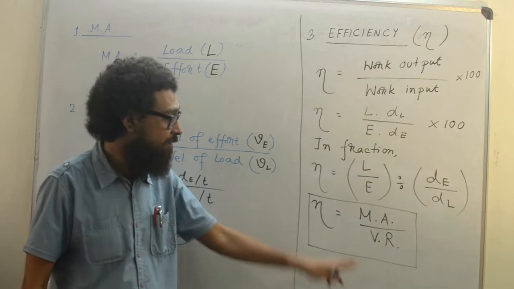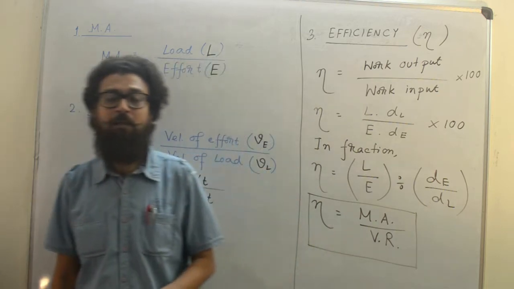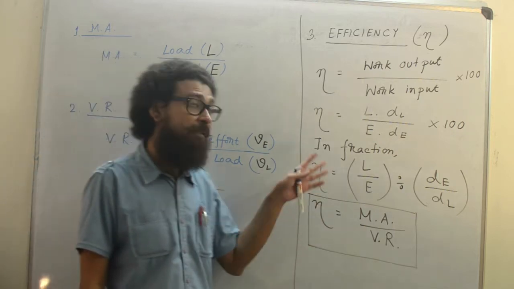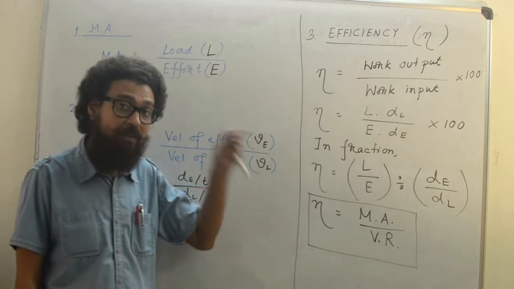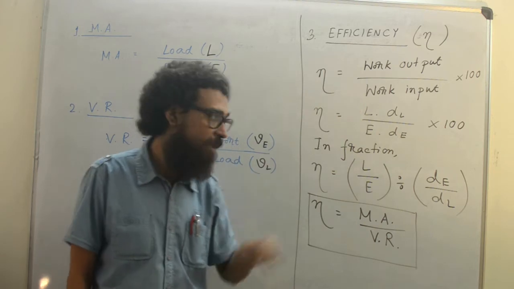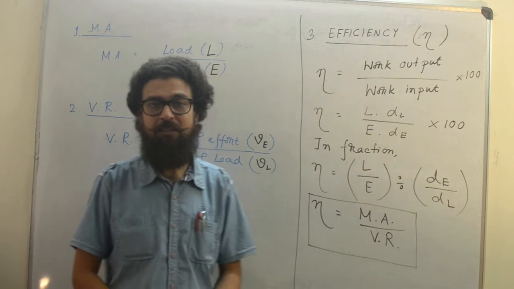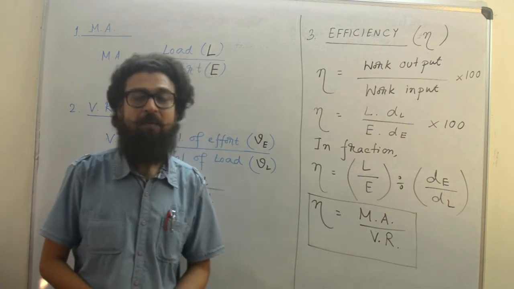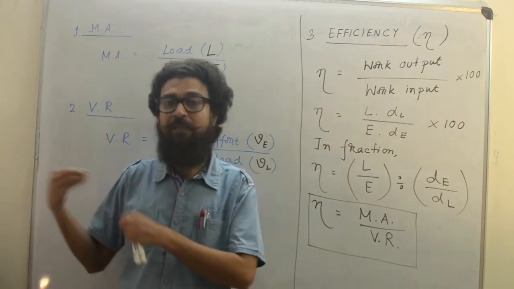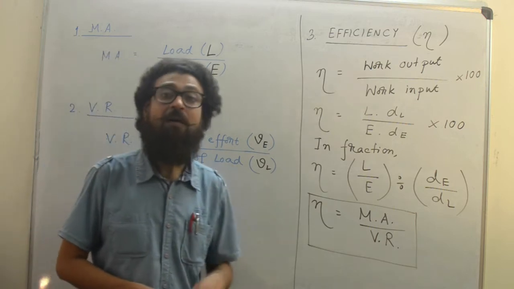This is a very important relation, and they ask you to show this relation in your school and board exam. It usually comes for 2 marks, but there you have to first define what is eta, then expand the expression, and finally show these steps in order to prove that eta, efficiency, is equal to mechanical advantage by velocity ratio into 100, since we expressed efficiency in terms of percentage, not in fraction.